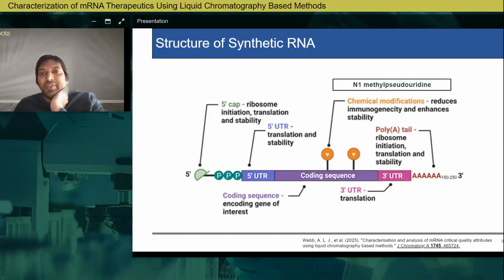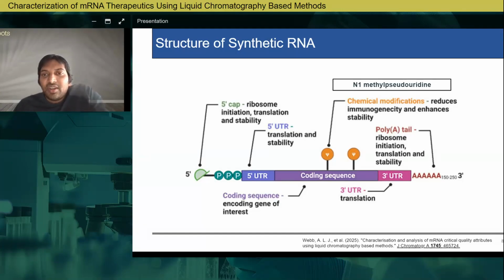There are a few modifications people have identified while developing these mRNA vaccines. One of the modifications people regularly use is methyl pseudouridine. The reason people use this is that it has been observed to reduce immunogenicity and enhance stability of the mRNA molecule.